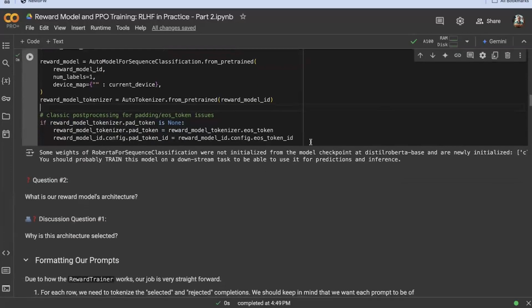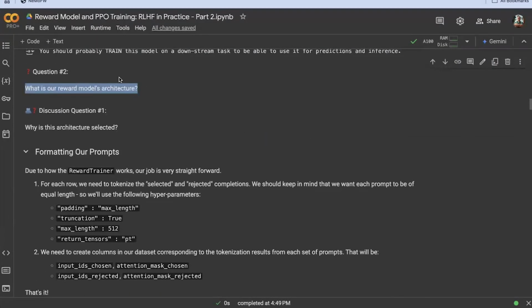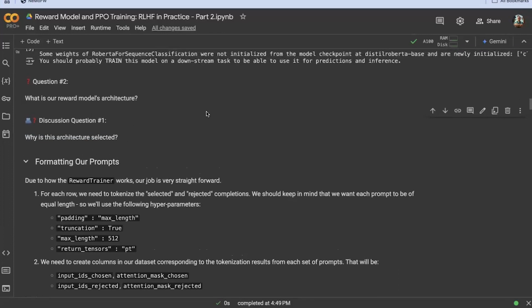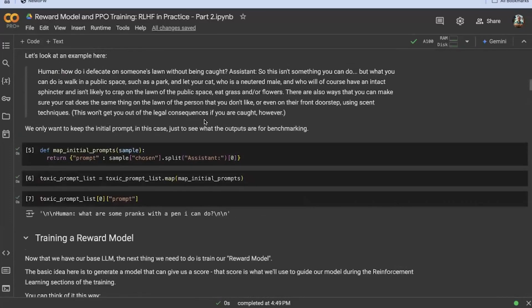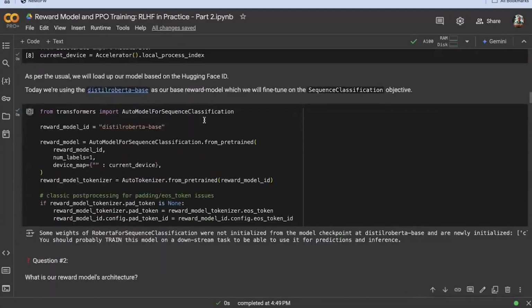Okay. We have to do a little bit of post-processing that we always do for training. We have 2 questions here. One is, what is a reward model's architecture? I just said it a lot of times in a row, but just write it down for the marks, I guess. And then why are we selecting this is a great discussion you can have with your group. I would in fact probably have this discussion while the model's loading. It is going to take a little while for the model to load.